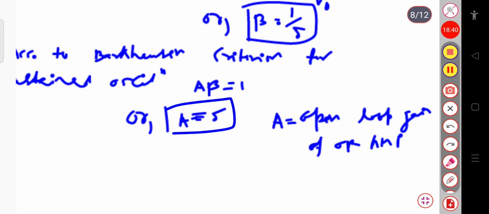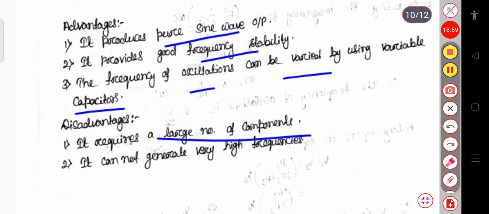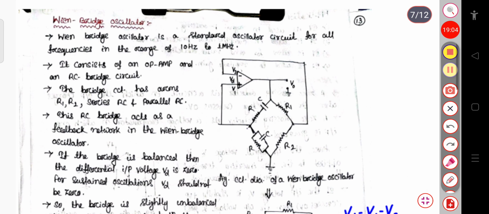So now let us see what are the advantages of the Wien bridge oscillator. It produces pure sine wave output. It provides good frequency stability. The frequency of oscillation can be varied by using a variable capacitor. The disadvantages are that it requires a large number of components and it cannot generate very high frequencies. So this is all about the Wien bridge oscillator. Okay, thank you all.